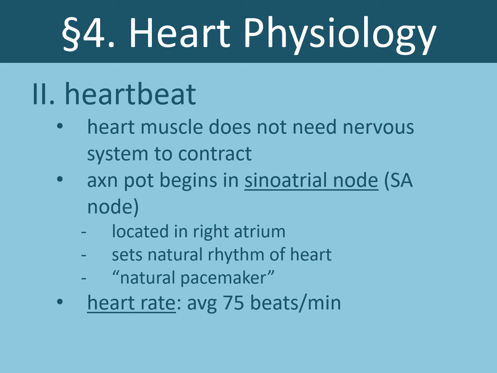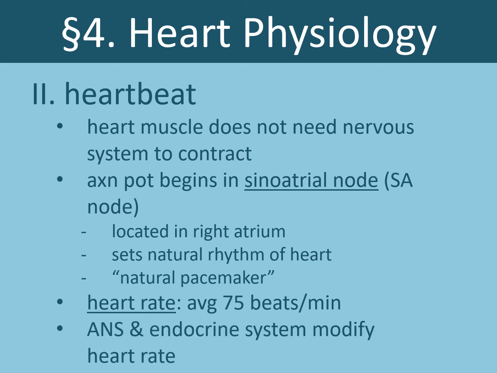The heart rate is the number of contractions of the heart within a minute. The average heart rate for a person at rest is 75 beats per minute, though it can vary from 60 to 100 beats per minute. Now, even though the heart can set its own resting rhythm, the autonomic nervous system and our endocrine system modify the heart rate. They can cause the heart rate to go up or to go down. They can also modify the strength at which the heart beats.